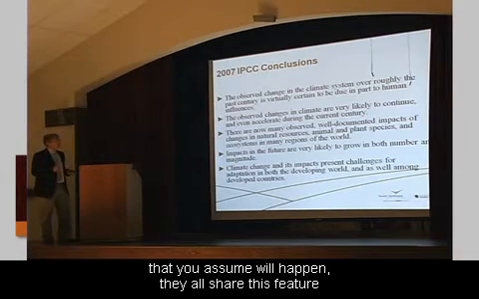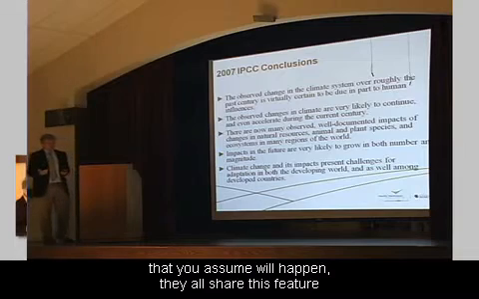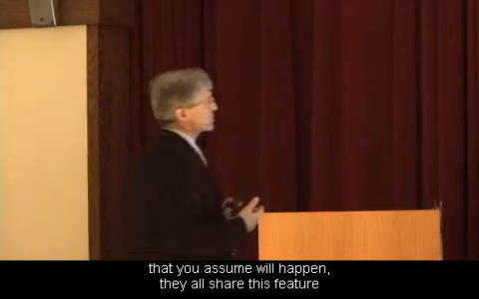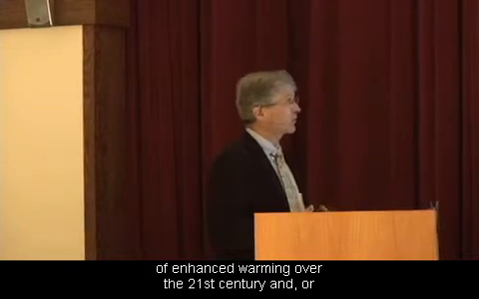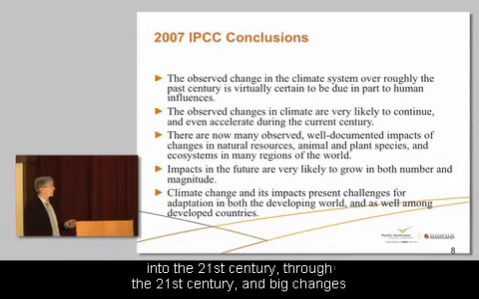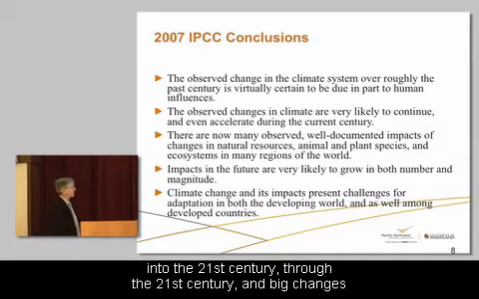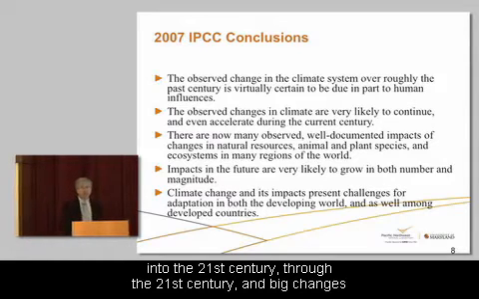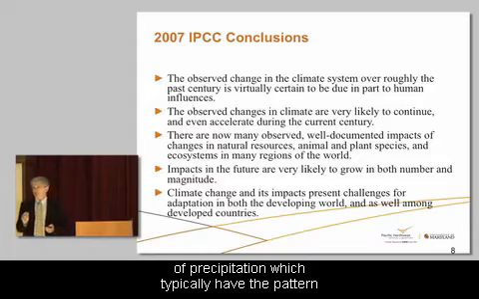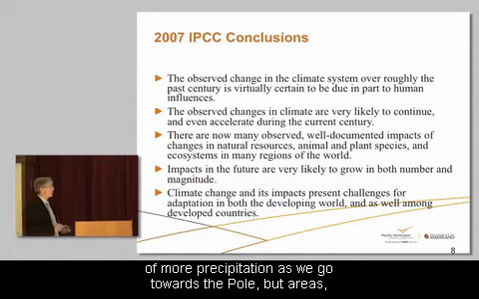Internationally, the conclusions that people have drawn about both the patterns in the climate system and changes in the impact of those changes were summarized in the last IPCC assessment this way. The observed change in the climate system is virtually certain to be due in part to human influence, and these changes are very likely to continue and even accelerate during the current century, particularly if emissions of greenhouse gases remain on their current paths.